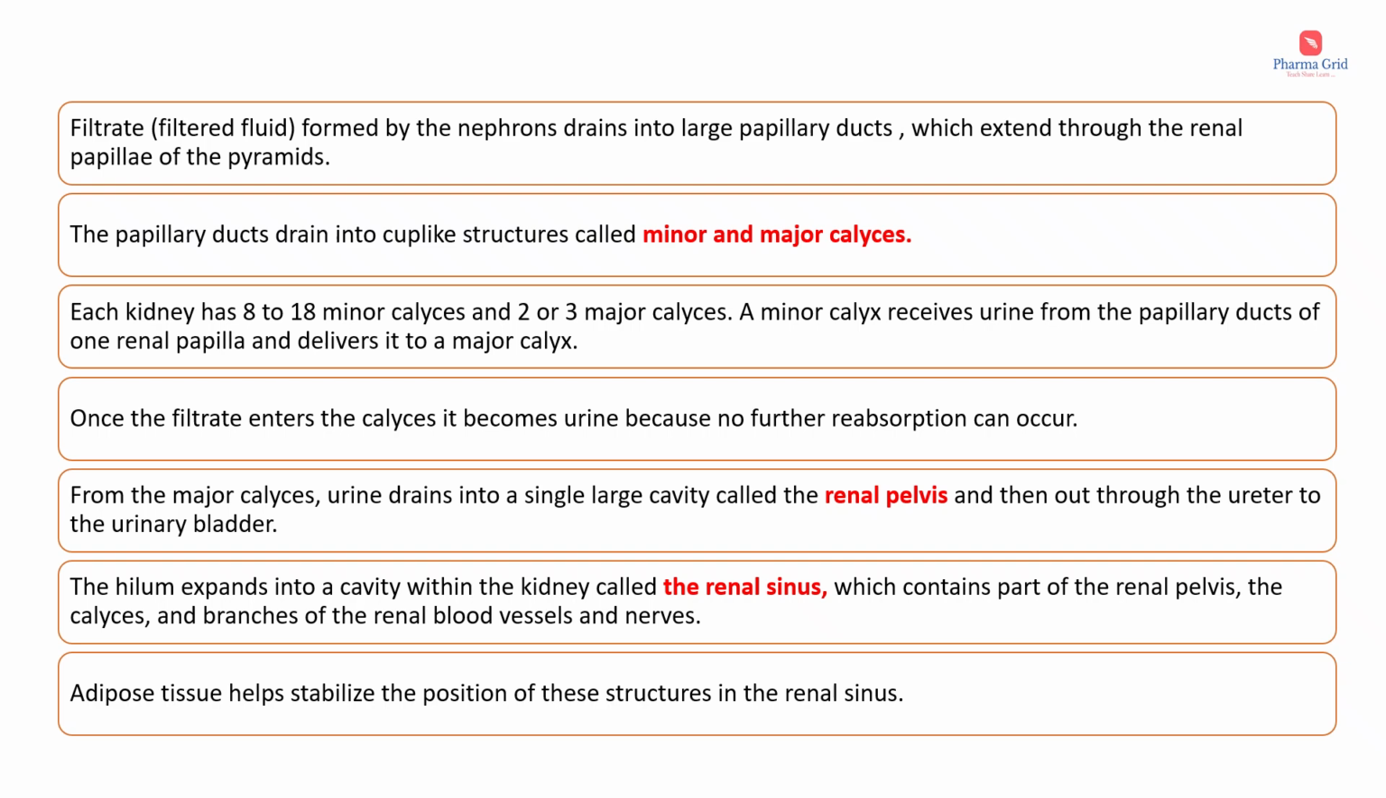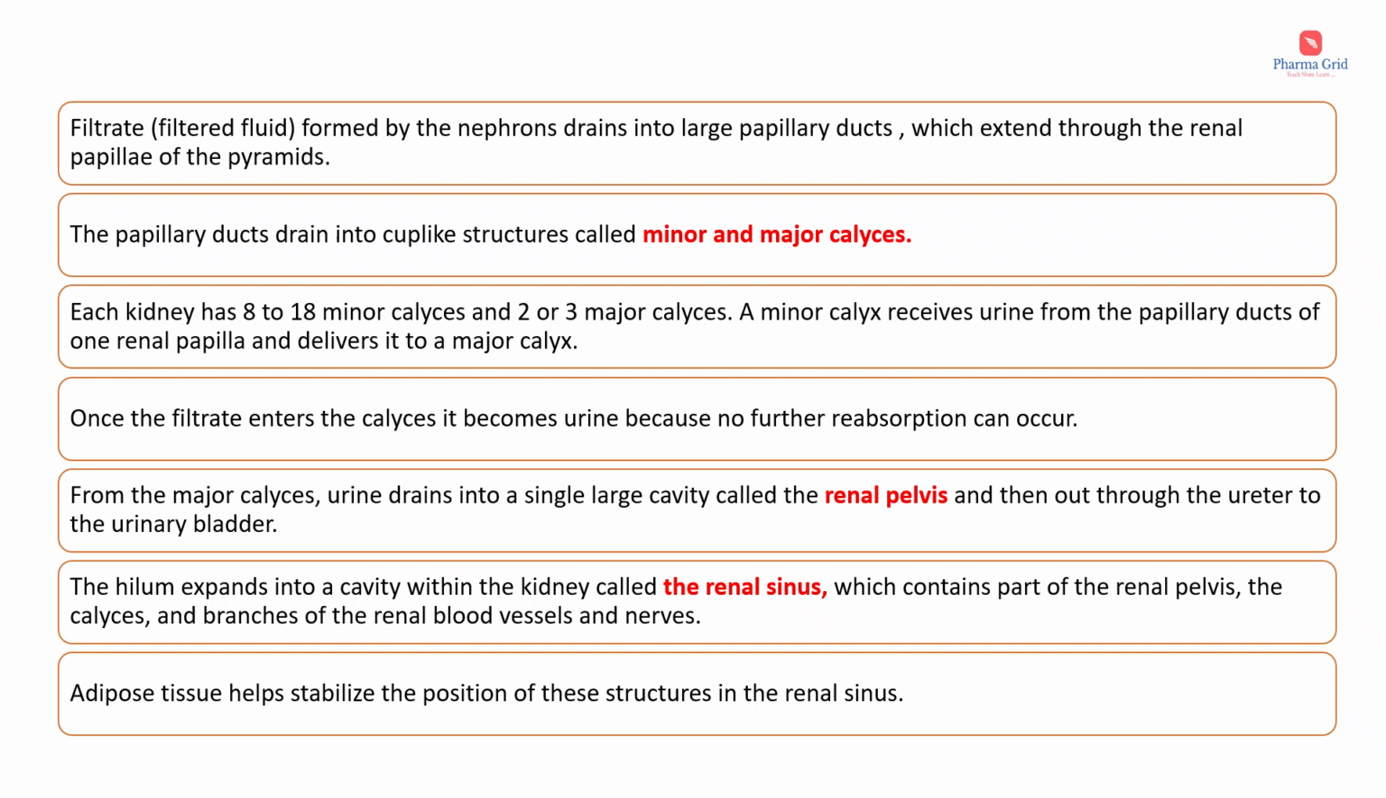Filtrate, that is the filtered fluid formed by the nephrons, drains into large papillary ducts, which extend through the renal papillae of the pyramids. The papillary ducts drain into cup-like structures called minor and major calyces. Each kidney has 8 to 18 minor calyces and 2 or 3 major calyces. A minor calyx receives urine from the papillary ducts of one renal papilla and delivers it to a major calyx. Once the filtrate enters the calyces, it becomes urine because no further reabsorption can occur.